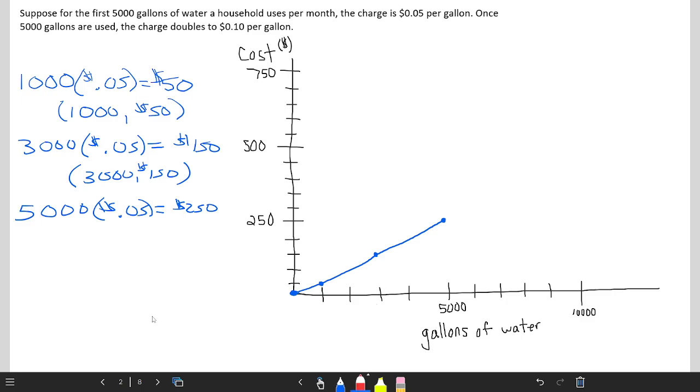Now what happens after 5,000 gallons? Well, you're going to be charged that $250 for the first 5,000 gallons. The first 5,000 gallons are still 5 cents per gallon. Anything beyond 5,000, that's where the rate goes up. So you'll get charged $250 for that first 5,000 gallons plus then 10 cents per gallon beyond that. So let's say we used 6,000 gallons. We'll get charged that $250 for the first 5,000 gallons.